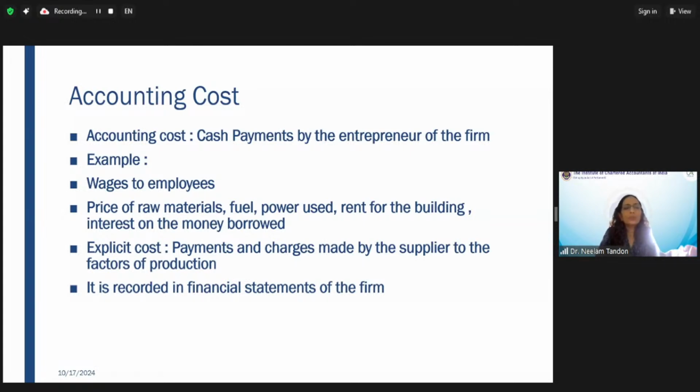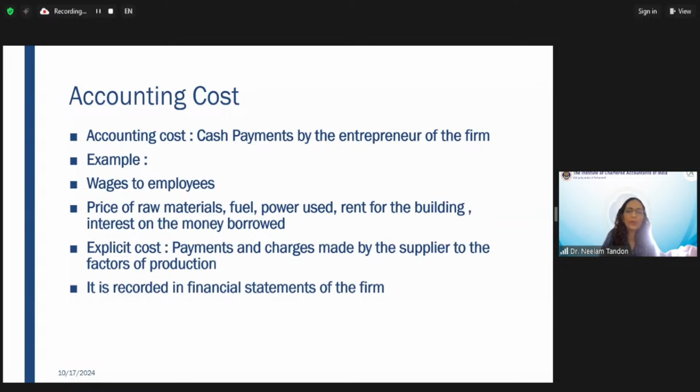In accounting cost, what is accounting cost? Cash outflow or the outflow of funds. So for example, the entrepreneur pays wages or salaries to employees. So you are running one organization and you have 100 people working in your organization and there are 3 categories of people working in the organization. One are of A category, other of B category, and third are of C category, not in terms of any other parameter, but in terms of work profile.